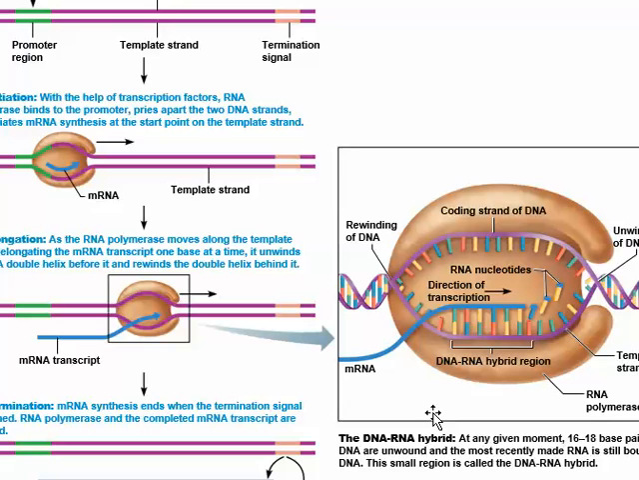So anytime the triplet has an A, the codon will have a U. Anytime that the triplet has a T, the codon will have an A. Anytime the triplet has a C, the codon will have a G. Anytime the triplet has a G, the codon will have a C. So the difference is that U is substituted for T's.